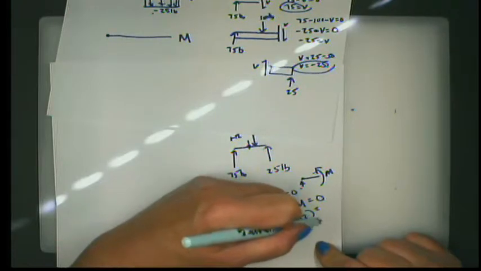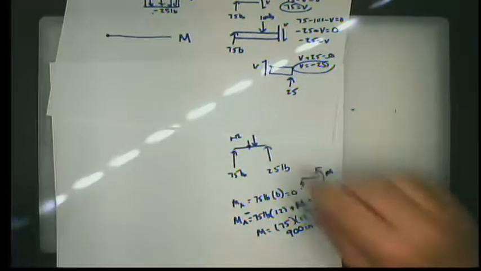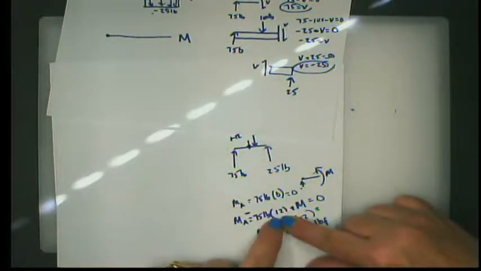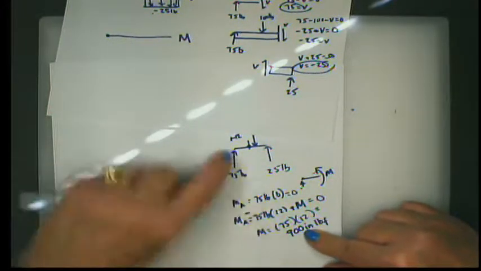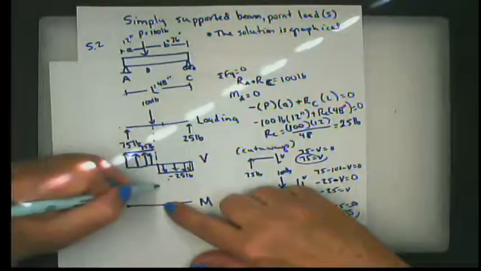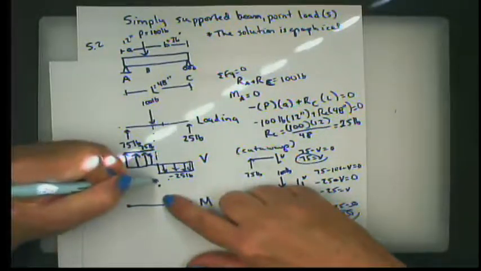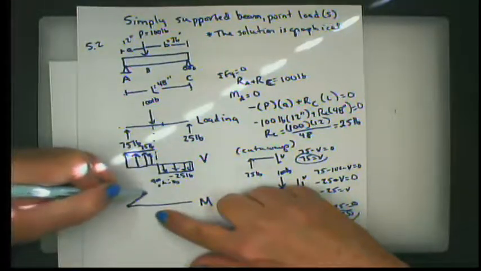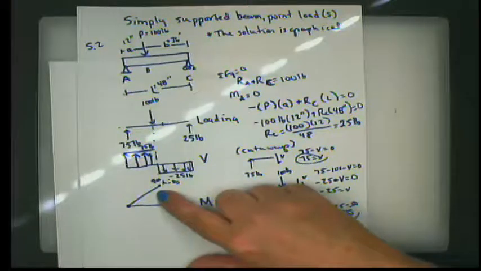inch pounds. All right, and if you think about it, this is a linear relationship, isn't it? Halfway in between, when I'm right in the middle at 6 inches, the moment is going to be 450 inch pounds. So it's going to go from a value of 0 to a value of 900 inch pounds in a linear fashion. So my moment diagram looks like this.